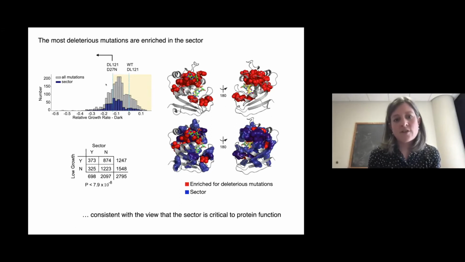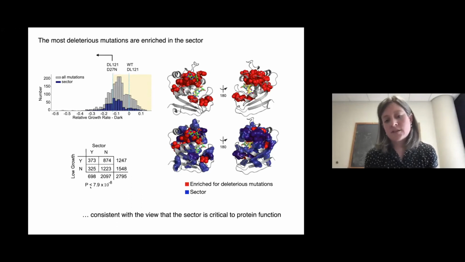We're going to take everything to the left of this line and say, okay, these are all really deleterious mutations. We see a statistically significant enrichment of these deleterious mutations in sector positions. We also see a statistically significant association between these deleterious mutations and evolutionarily conserved positions. This is consistent with the view that the sector is critical to protein function, and it also gives us some confidence that our assay really is reporting on important determinants of DHFR activity.